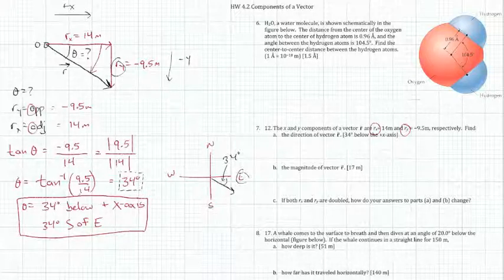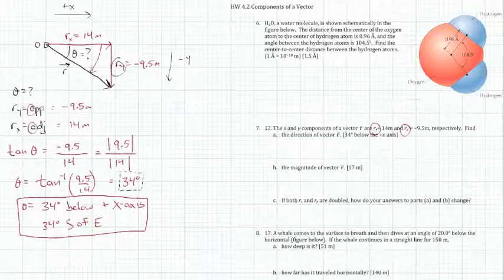I'm going to erase this so I have a little more room to write. And all this was part A. Now I kind of took my good old time getting around to that, but that's part A. Let's do part B right here. What's the magnitude of the vector? Well, this should actually be relatively easy to determine because we have two of the sides.